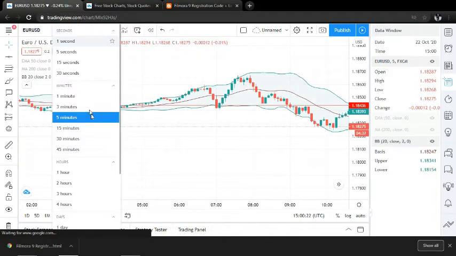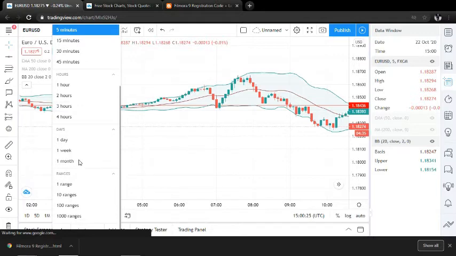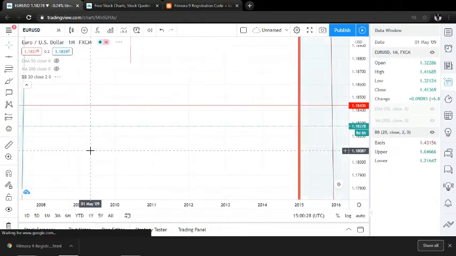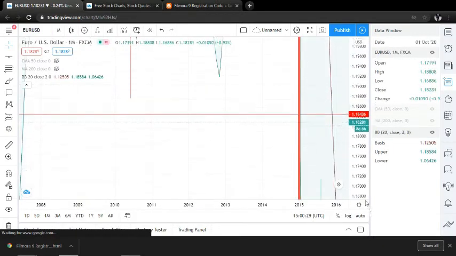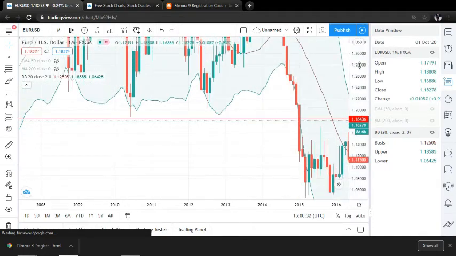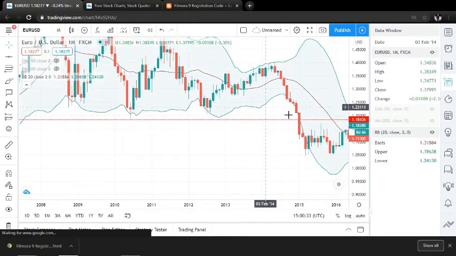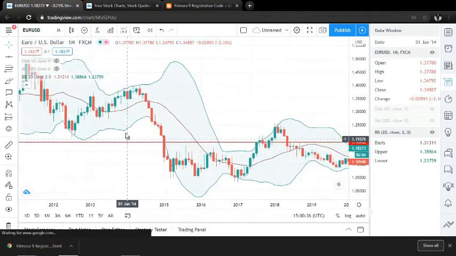You can try out with different time frames that you want. You can try the 1 month if you don't mind trading the 1 month, or if that is the time frame that you trade, you can try the 1 month. Okay.